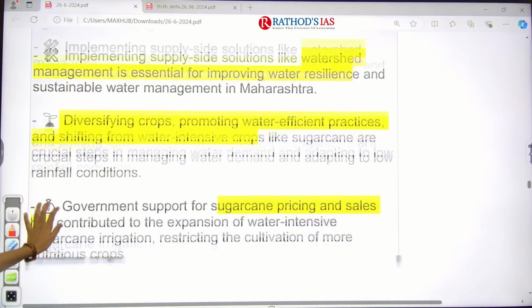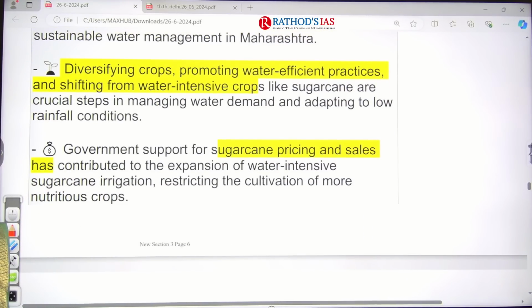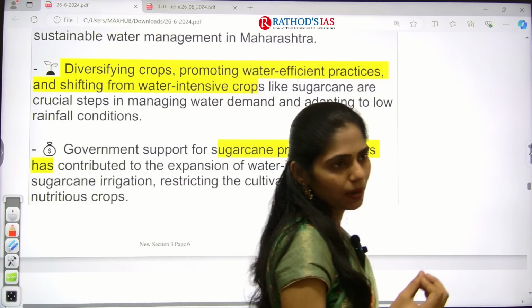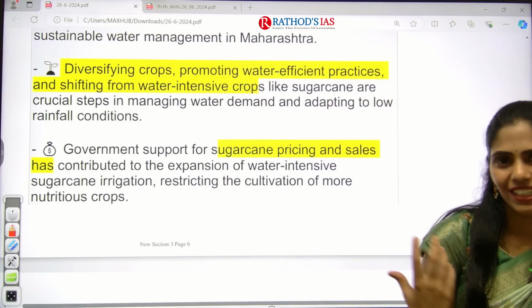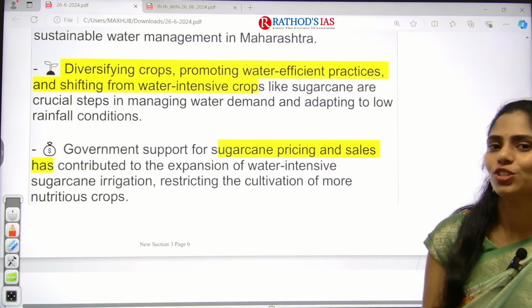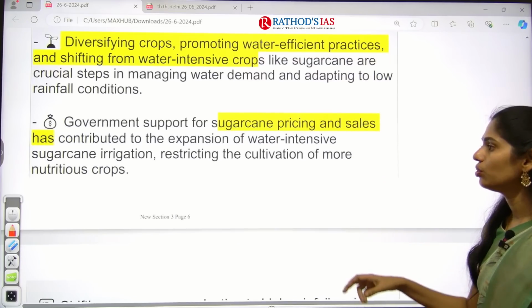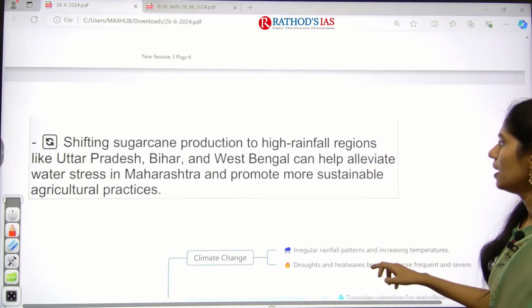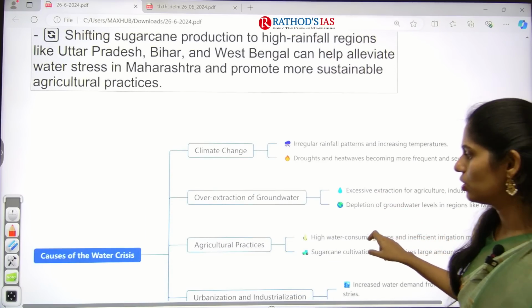Next, we have to go for supporting sugarcane pricing as well as sales. Especially if the government is not promoting sugarcane, people in that region won't go for growing sugarcane, right? So the government needs to focus on diversification of crops in this region. Okay, so that is what we can do here.